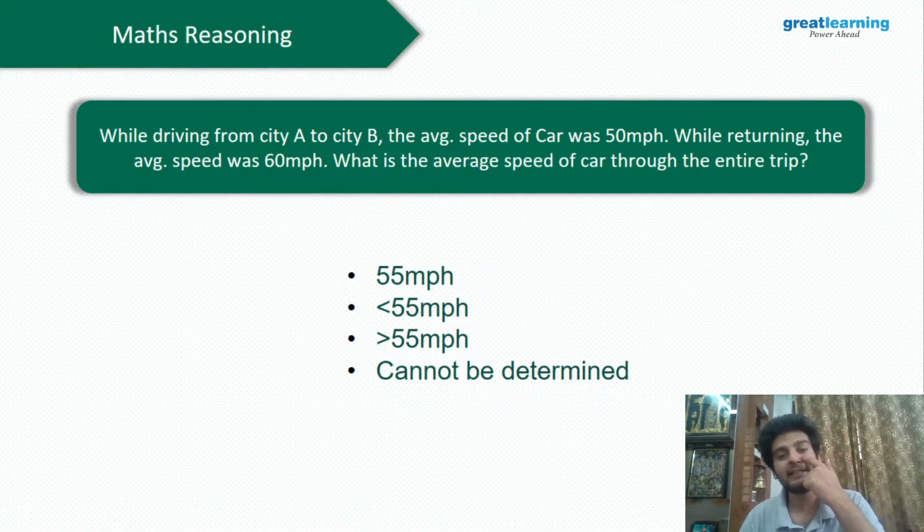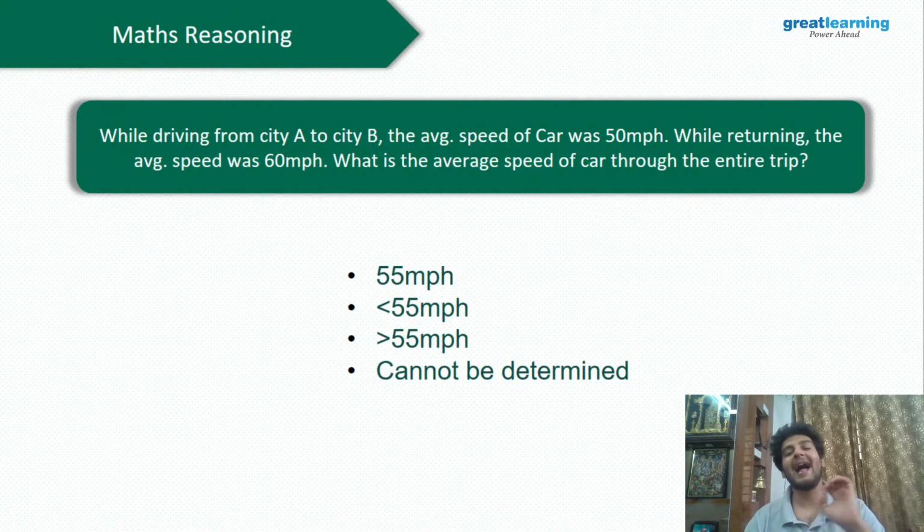Now, this is average speed, but we cannot just do 50 plus 60 by 2. If you do 50 plus 60 by 2, you will get 55, but that is not how you calculate the speed of a car or speed in general, because you would have to know the distance and time as well. The formula for average speed will be total distance traveled upon total time taken. Now again, even if you do not know the formula, just understand this logic properly.